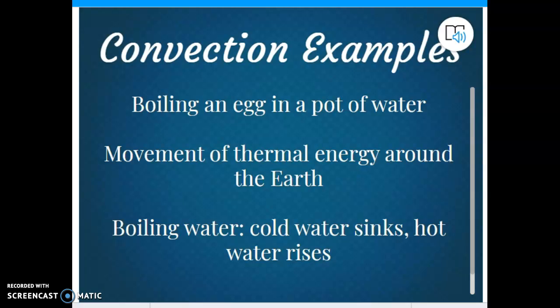The movement of thermal energy around the earth. We will get into that more in class, but that is convection because the sun heats up the earth, hot air rises, cold air sinks, and that's going to be that convection cell that we talked about. And anytime you have boiling water where the cold water is going to sink and the hot water is going to rise, and we will take a look at that in an experiment in class pretty soon, that's going to be convection as well.